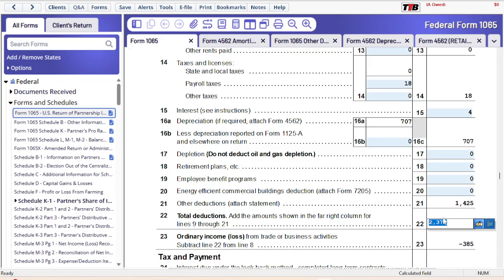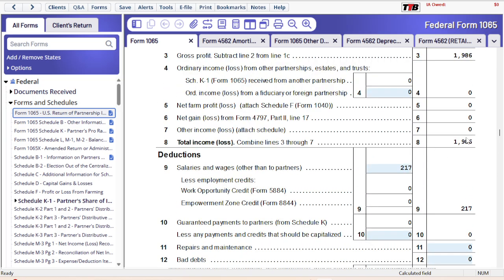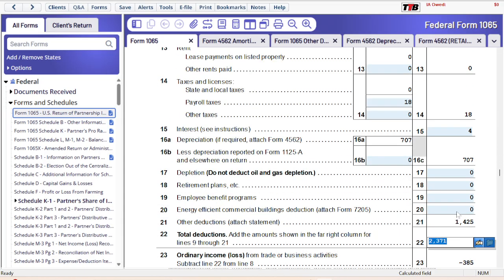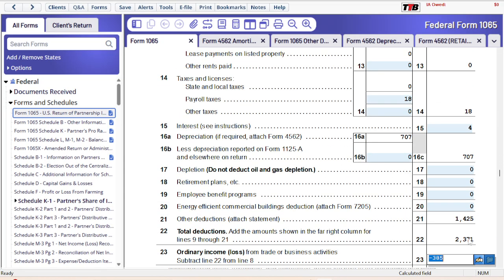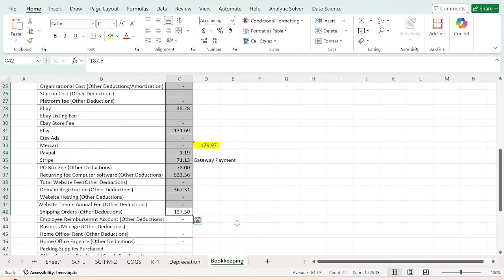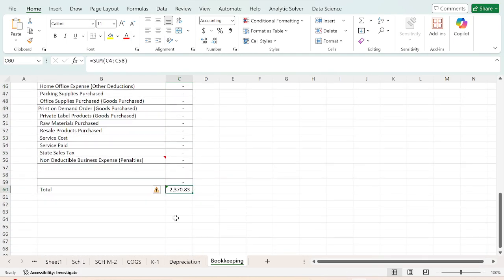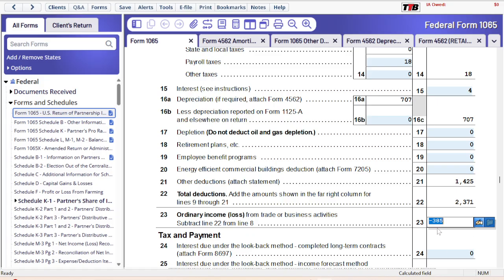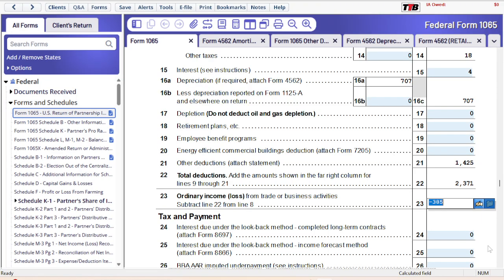2,371. And total income or loss is going to be the gross profit, line 8 minus line 22, total deduction, and that gives us a loss of 385. So we can go back here and see our total deduction here, 2371, 2371, and the difference between this and the gross profit is negative 385 here, rounding issue here, but yes, 385.